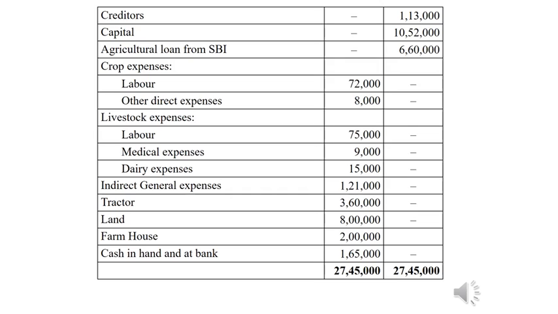Assets in the form of tractor, land and farmhouse is given. Cash in hand and at bank 1,65,000 is given. So total of the trial balance 27,45,000. Then some adjustments are given. Please pause the video and write down.